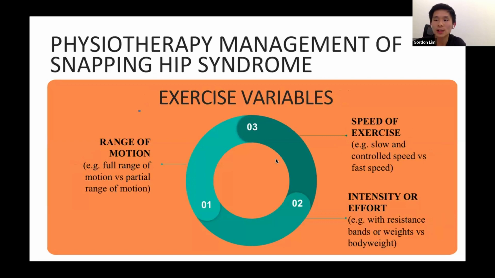We can also change the exercise variables for other patients as well. So, for example, if patients find it difficult to perform an exercise with full range of motion, we can get them into partial range of motion. If that patient finds it difficult to perform an exercise quickly, you can do it slowly. And if the patient finds that with resistance bands and with weights, exercise is more difficult and also uncomfortable, you can take those things off as well.